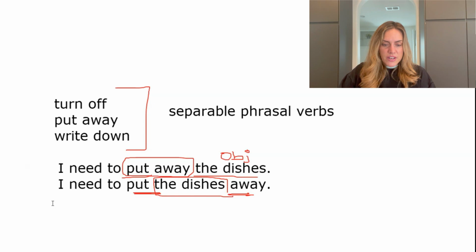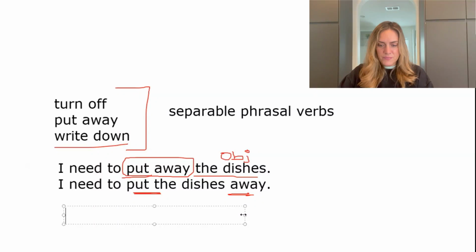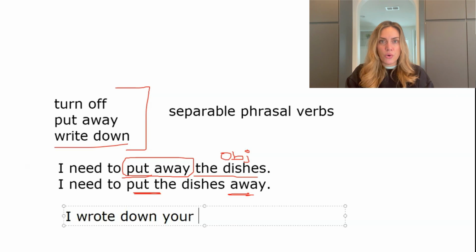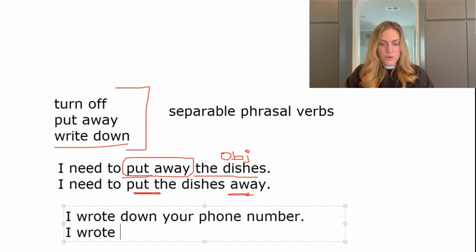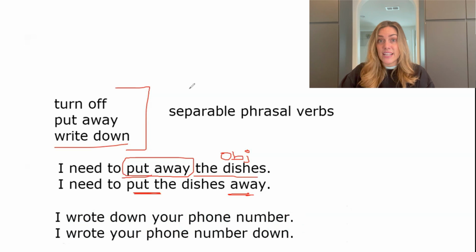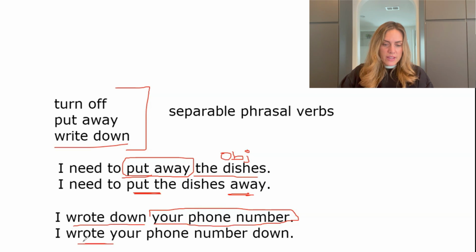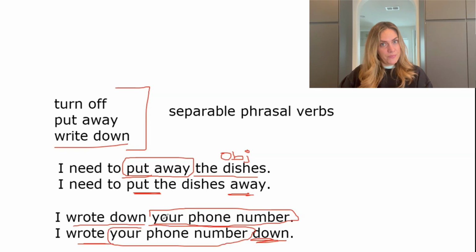Now, let me give you an extra little tip here. Well, wait, I'm going to wait. Okay, let me give you the example of write down. I wrote down your phone number. I wrote your phone number down. So here, again, I have an example of a phrasal verb that is separable. That means I can keep it together and put the object over here, or I can separate it and put the object in the middle, okay?